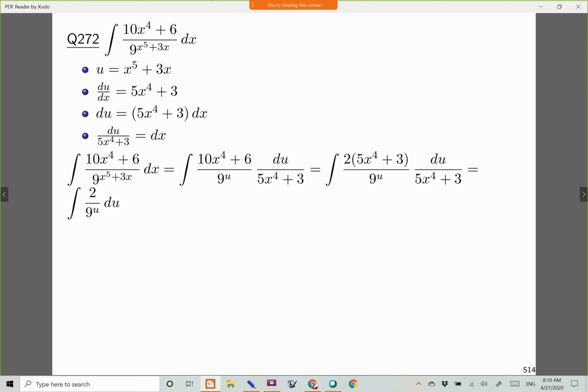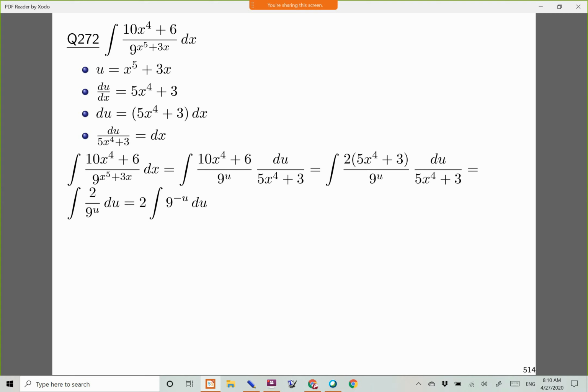The issue here, though, is even if you were to bring this 2 in front, which we'll do in a moment, there would still be the 9 to the u in the denominator. And we don't have an integral rule to deal with exponents in the denominator. If we had the integral of 9 to the u in the numerator, we would know what to do. So I'm going to suggest we do two things. I brought the 2 in front, and then either keep 9 to the u in the denominator or put this in the numerator and have 9 to the negative u du.